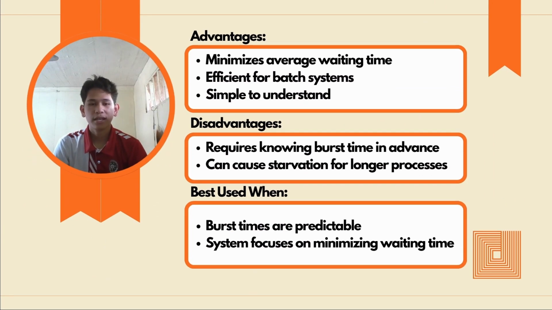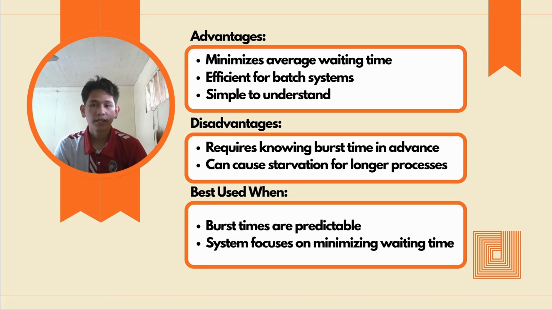Here are the advantages, disadvantages, and when it is best used. The advantages: it minimizes average waiting time, is efficient for batch systems, and is simple to understand. The disadvantages: it requires knowing burst time in advance and can cause starvation for longer processes. It is best used when burst times are predictable and the system focuses on minimizing waiting time.